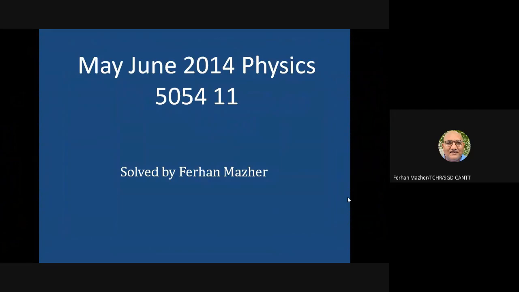It's O levels physics. And today we have set our heart to solve the MCQ paper, and this MCQ paper is May June 2014 1-1. This paper belongs to zone 1, variant 1. So let's start the May June 2014 1-1 paper, the MCQ paper. Let's start this paper.